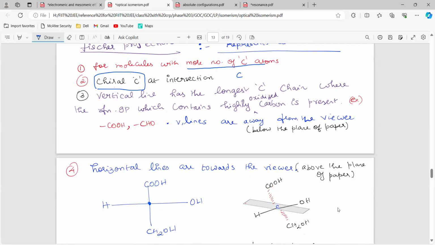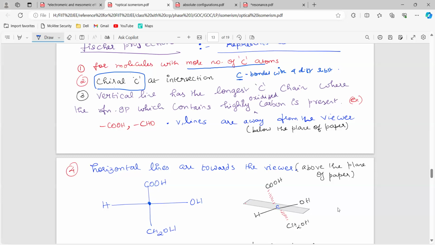If a carbon is bonded with 4 different substituents, we call this a chiral carbon. If it is not, we call it an achiral carbon. That's it. If it is there, we call it chirality. If it is not, then we call it achirality.